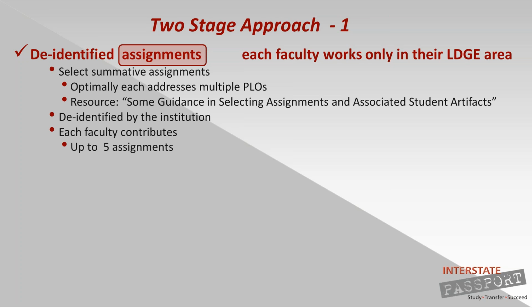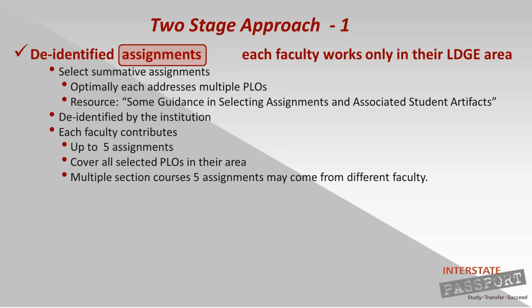If there is a case in which it requires multiple assignments to make sure that all of the learning outcomes in an area are being addressed, the number of assignments that will be contributed by any one faculty has a maximum, and that is 5. The assignments must cover all of the selected PLOs, and in the case of multiple section courses, it may be that while there are 5 assignments being contributed, they may come from different faculty. Each faculty is going to score 30 assignments.